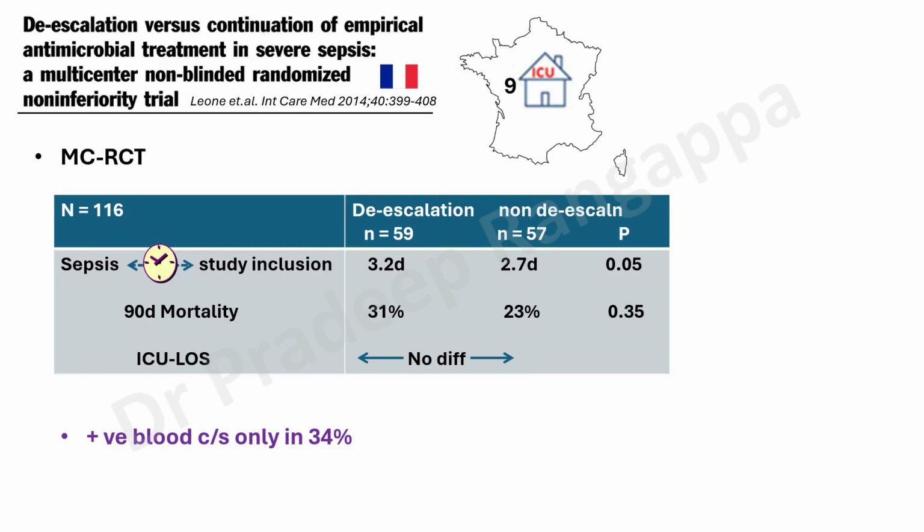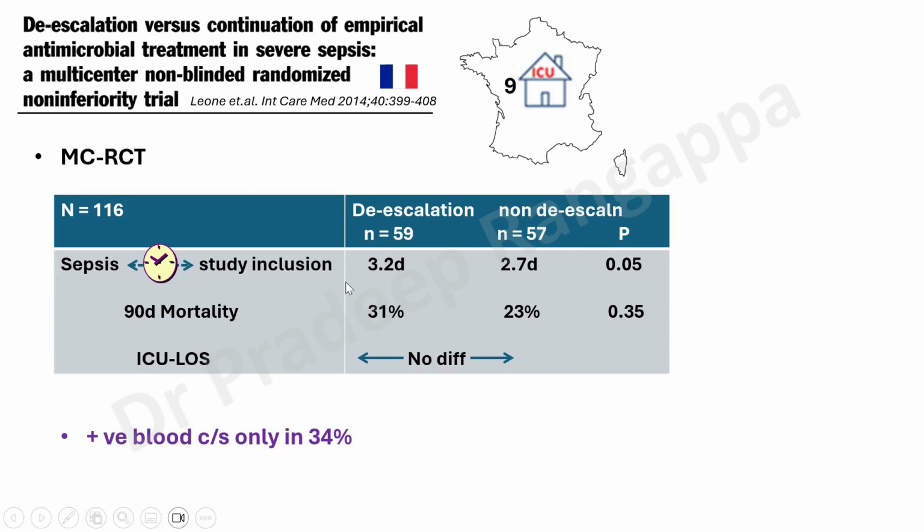The time to de-escalation in the group where antibiotics were de-escalated was 3.2 days. They looked at 90-day mortality, and there was no difference. Very often you would see that the patient has come with severe sepsis, you have started an antibiotic, and you would say, why should I de-escalate? The patient has possibly responded because of the antibiotic choice that I put in, and you would continue. But in fact, it is shown that de-escalation did not have an effect on mortality, and ICU length of stay also showed no difference.